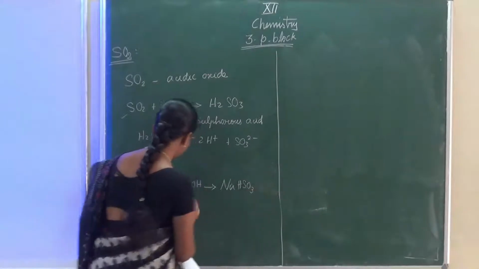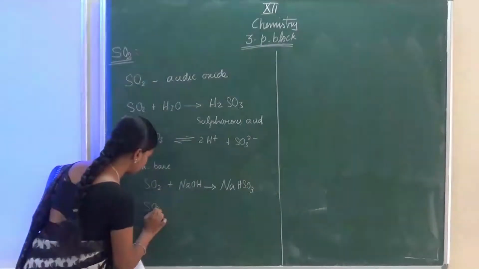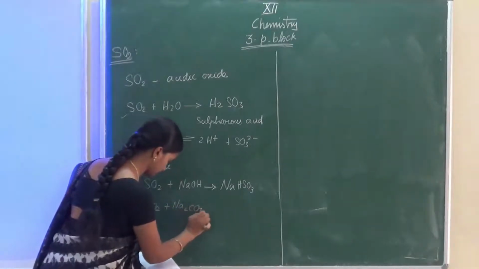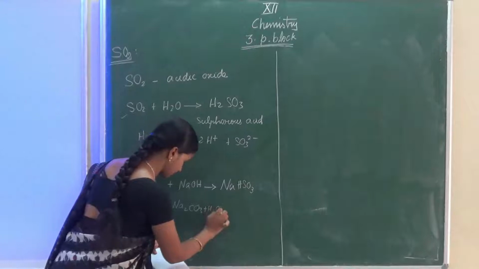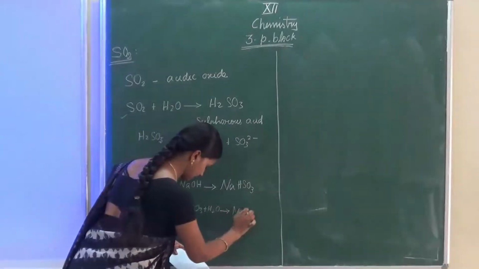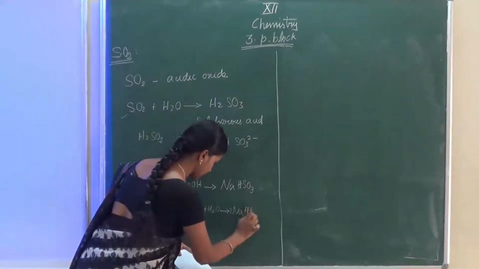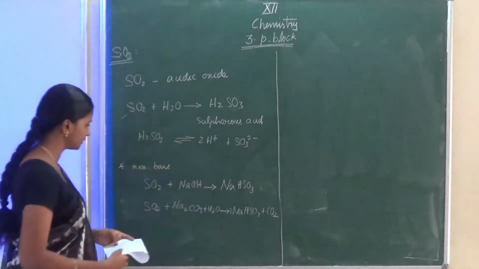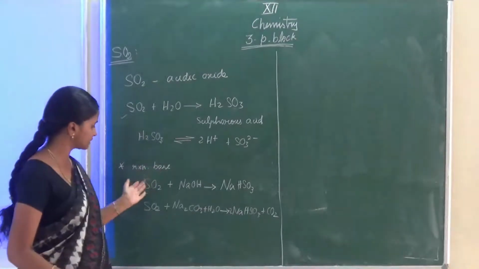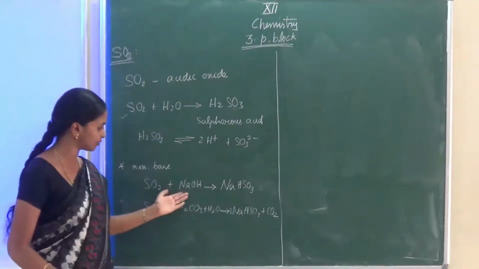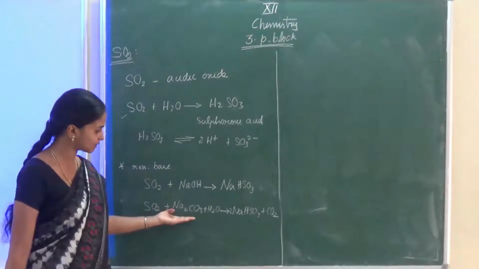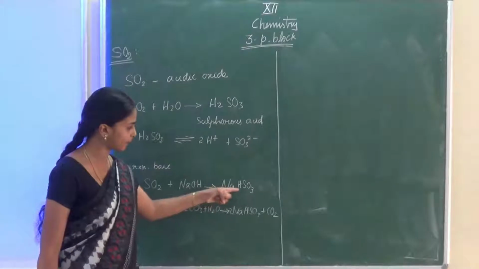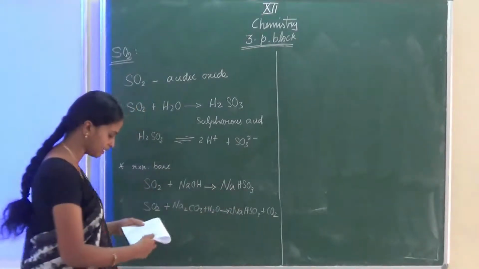When we treat sulfur dioxide with sodium carbonate, Na2CO3, we get the products NaHSO3 plus CO2. Since it is acidic in nature, it can react with bases like sodium hydroxide and sodium carbonate. When it reacts with the base, it produces the salt sodium bisulfite.